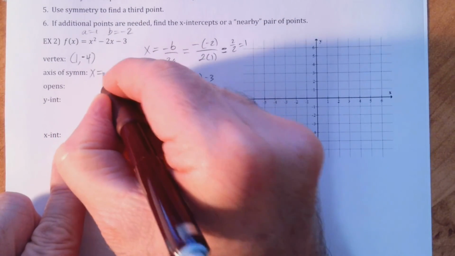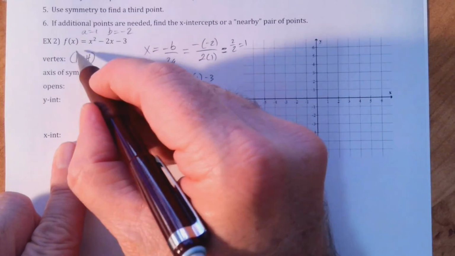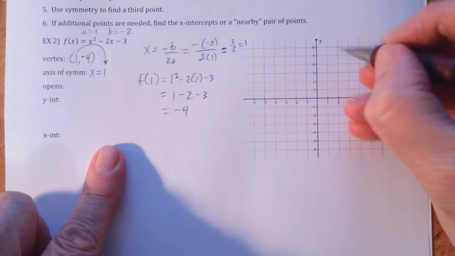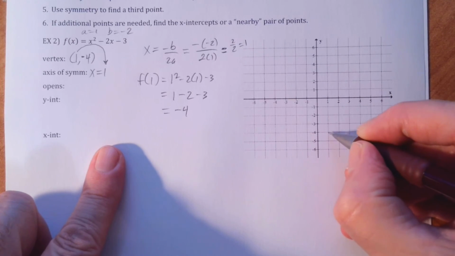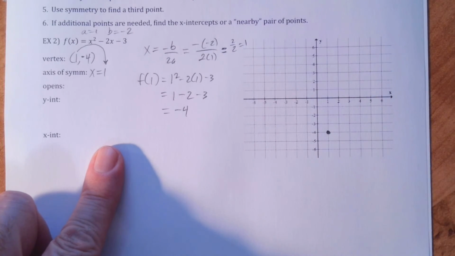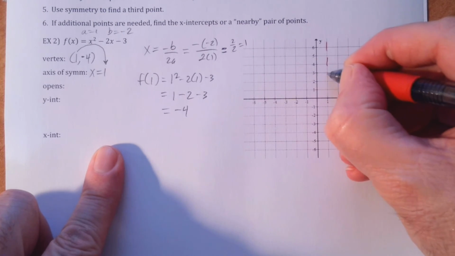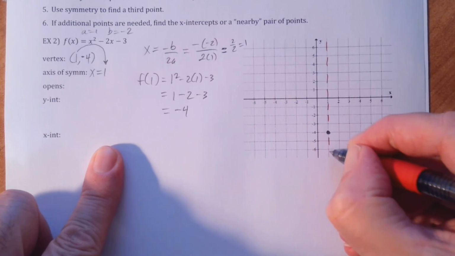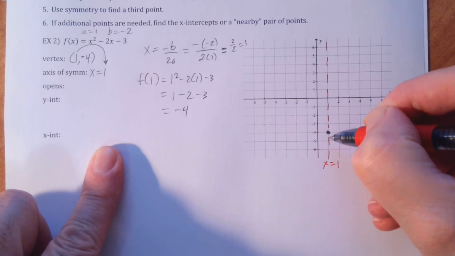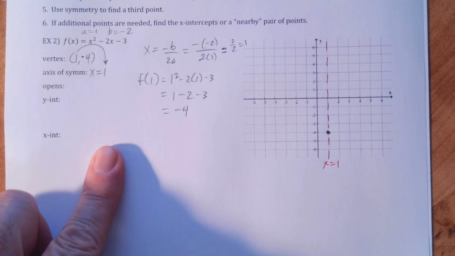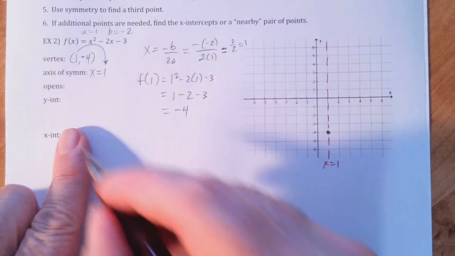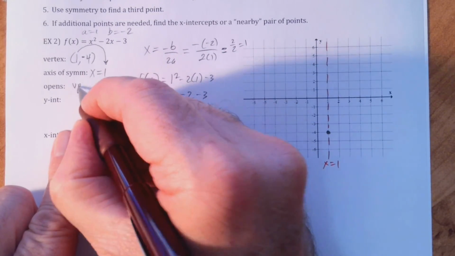That means x equals 1 is the axis of symmetry. Again, that 1 is always going to come from the x value of the vertex. Because you can see if we're at 1, negative 4, the axis of symmetry is going through x equals 1. In fact, that's the equation of this line, x equals 1, because every point on this line has an x value of 1. Now, because our coefficient of x squared, the a here, is positive, this opens up.